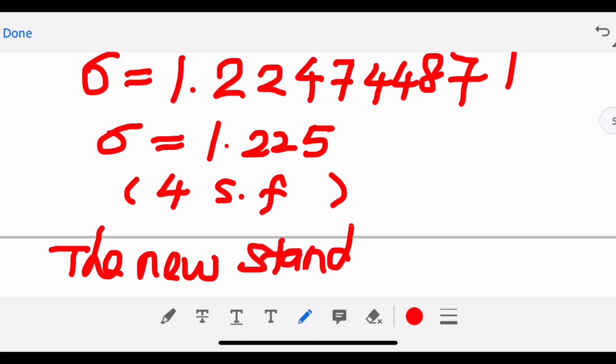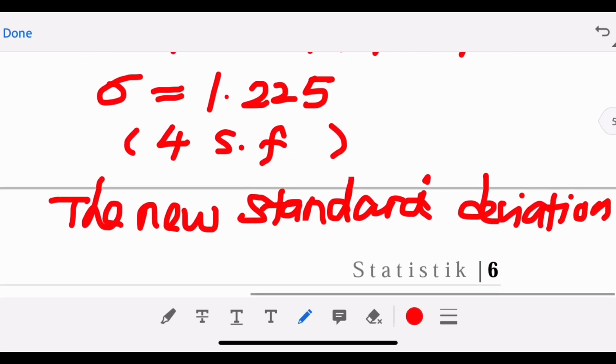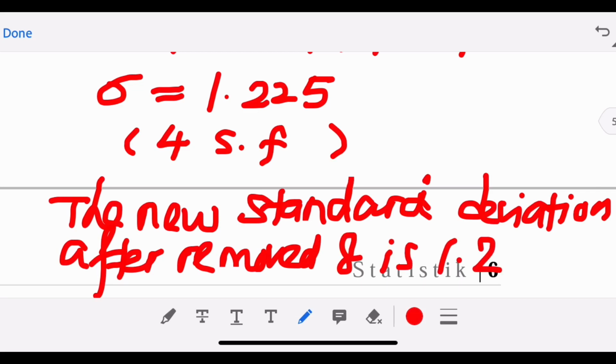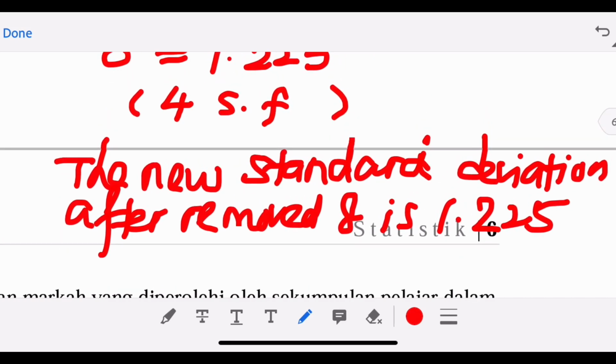So make sure you write the new standard deviation in 4 significant figures. So this is the answer for the new standard deviation after removing one of the numbers, which is 8. Okay, so the answer is 1.225. Alright, I hope that you can understand, and we'll proceed to the next question.